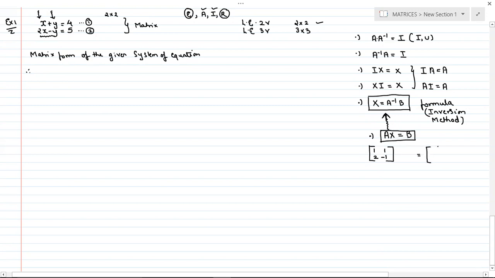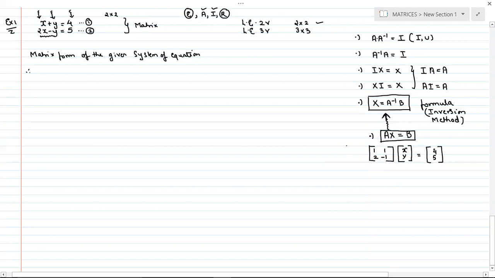And what about b? B is the number on the right hand side, after the equal to sign. This is the value of matrix B. Now what about x? X is the alphabet which we have to find. Here the sum is based on a linear equation in 2 variables, one is x and the second one is y.